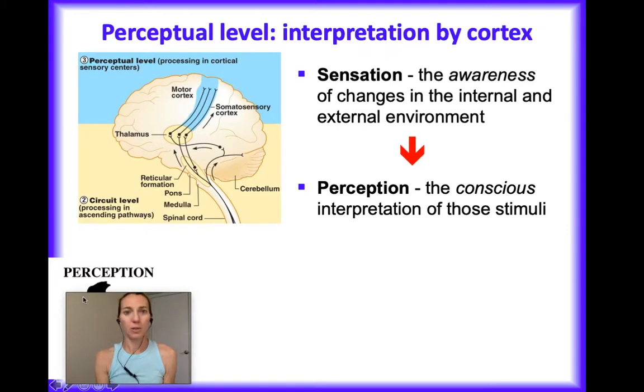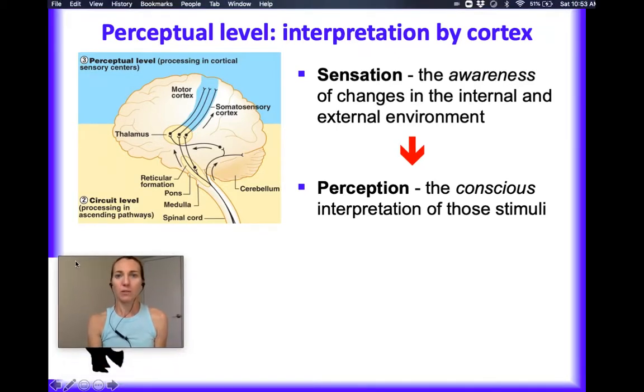So now going up to the perceptual level. One thing I want to do here is to draw a contrast between sensation and perception. Sensation is the awareness of changes in the internal and external environment, whereas perception is our conscious interpretation of those stimuli, which is really what I'm talking about here. So a sensation may be the awareness of deep pressure in your foot. And then perception is the conscious interpretation of, I've got a pebble in my shoe, I need to take care of that. So just to give you one example of that.